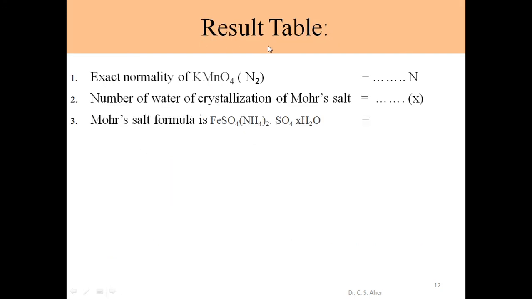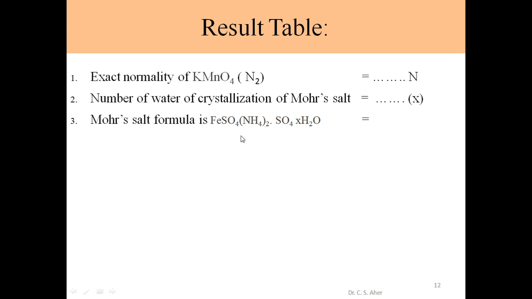So we note in the result table the exact normality of KMnO4, that is N2, calculated from part second, and the number of water molecules of crystallization of Mohr salt calculated from part third. We get this X as the final answer, the number of water molecules. Whatever your answer is, you have to write it in place of X. This is the formula of Mohr salt calculated from your experiment, your reading. Some people get the answer 5, some 6, some 7. Then you write X as 5, 6 or 7, whatever your answer is.